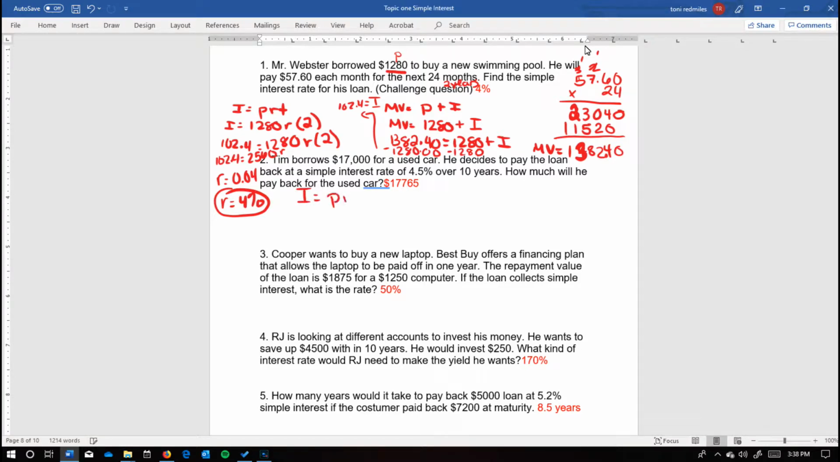So our two formulas are the same as the last one. We're still working with our simple interest. So this is how much we borrowed, so this is my principal. I'm going to fill it in to both equations. All right, we have a simple interest rate, and if I turn that into a decimal, move it 2 times, I have 0.045. All right, and 10 years is my T.